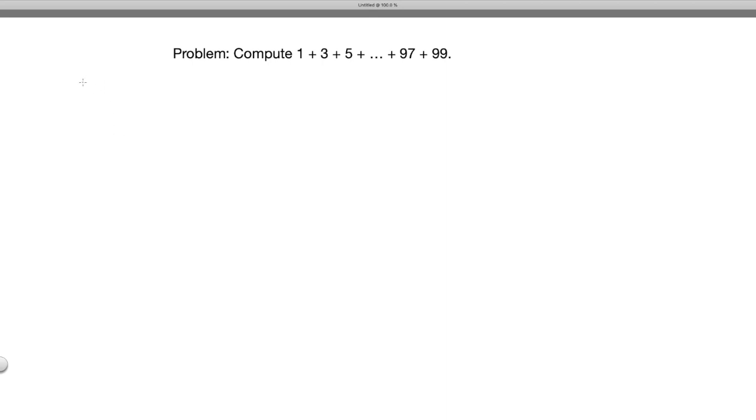There are several ways of doing it. The first way is the following. Let's denote the sum as S. So S equals 1 plus 3 plus 5 plus ... 97 plus 99. We observe that if you pair the first number and the last number, this is a 100.